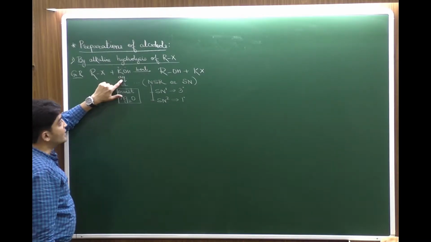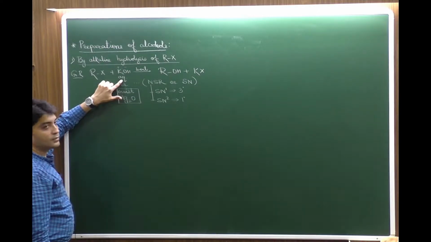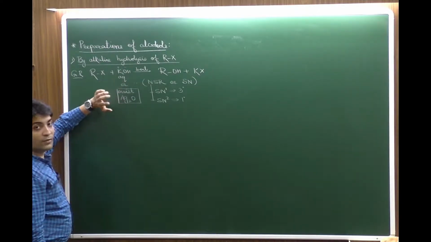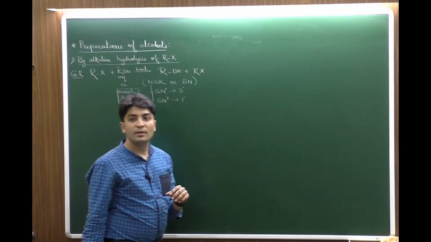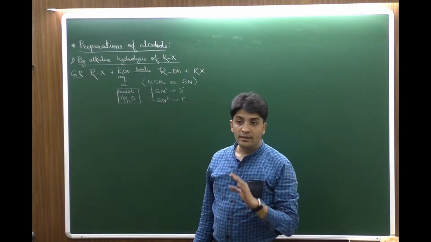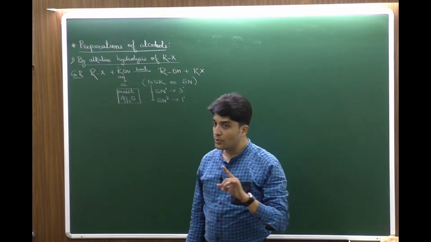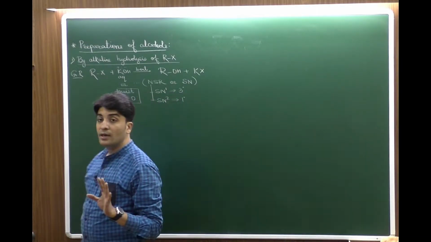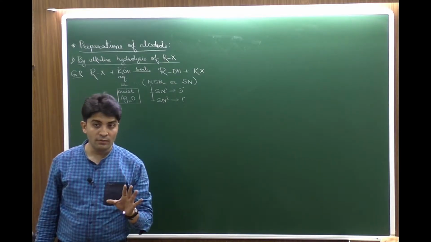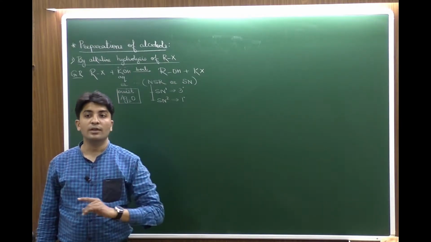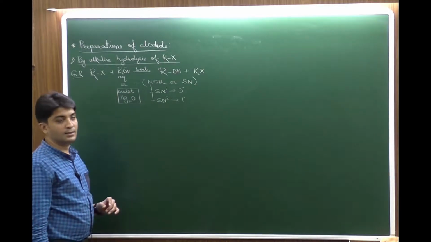Also, in place of aqueous, if I use alcoholic KOH, then the alkyl halide undergoes elimination reaction, the beta elimination reaction, and the product in that case is an alkene. Aqueous KOH gives an alcohol with alkyl halide, but alcoholic KOH gives an alkene.